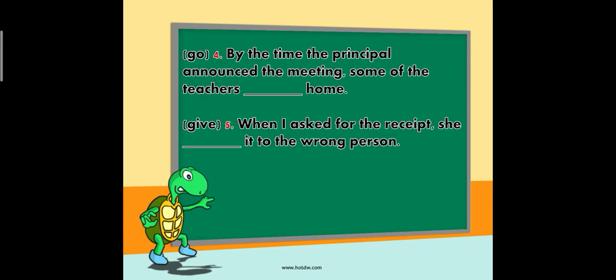Number 4. The verb is go. By the time the principal announced the meeting, some of the teachers blank home. Number 5. When I asked for the receipt, she blank it to the wrong person. I hope you can provide all the correct past perfect tense on each verb.